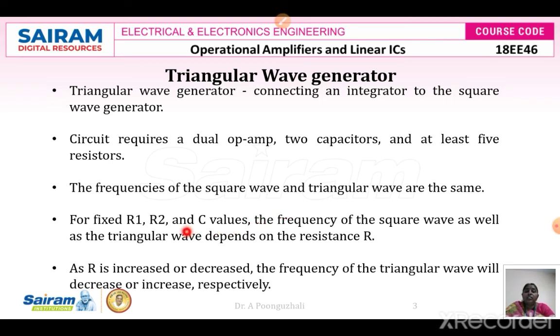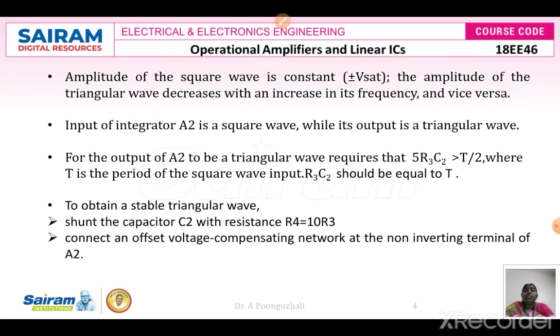So here we are going to have the fixed values of R1, R2 and C values, and the frequency of the square wave and the triangular wave is going to depend on the resistance R. That is, in the integrator, whatever resistance we are going to use, that resistance is going to decide the frequency of the square wave and triangular wave. So as you increase or decrease your R value, the frequency of the triangular wave will also increase or decrease respectively. Based on the equation we can tell that.